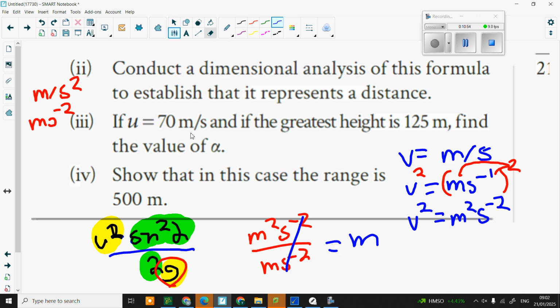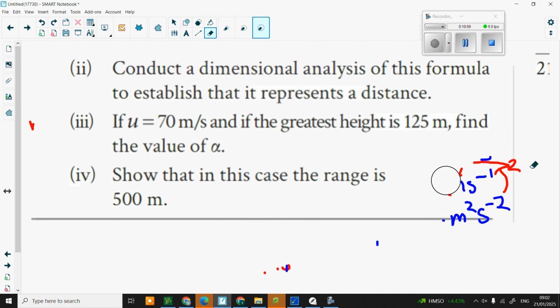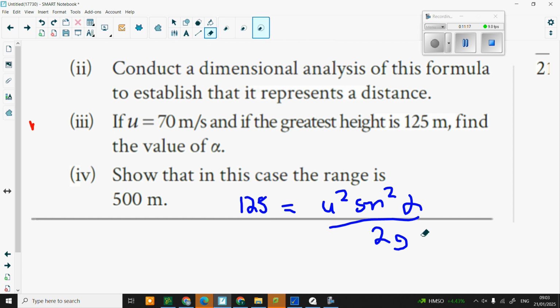Cool. Okay. Now, if u is 70 and the greatest height is 125, find the value of alpha. No hassle. Okay, so what did I say earlier? Greatest height is u squared sine squared alpha all over 2g. Okay, so replace h with 125. Replace g with 9.8. 2 times 9.8. Yeah, happy enough with that. And u squared is 70 squared, yeah?